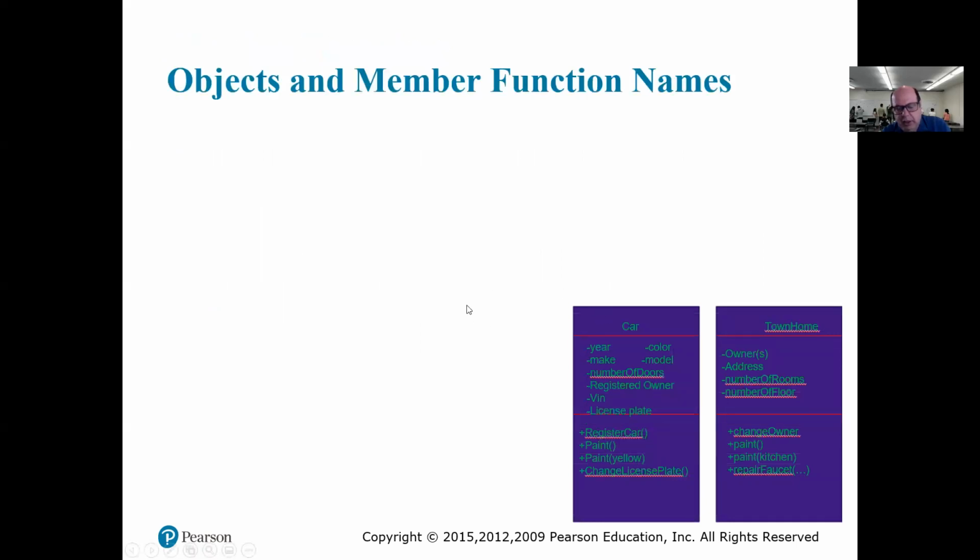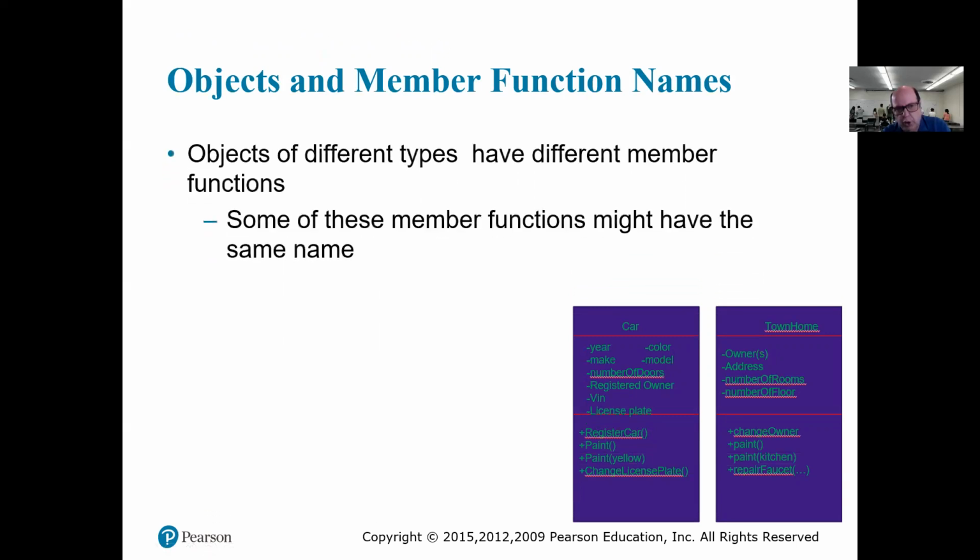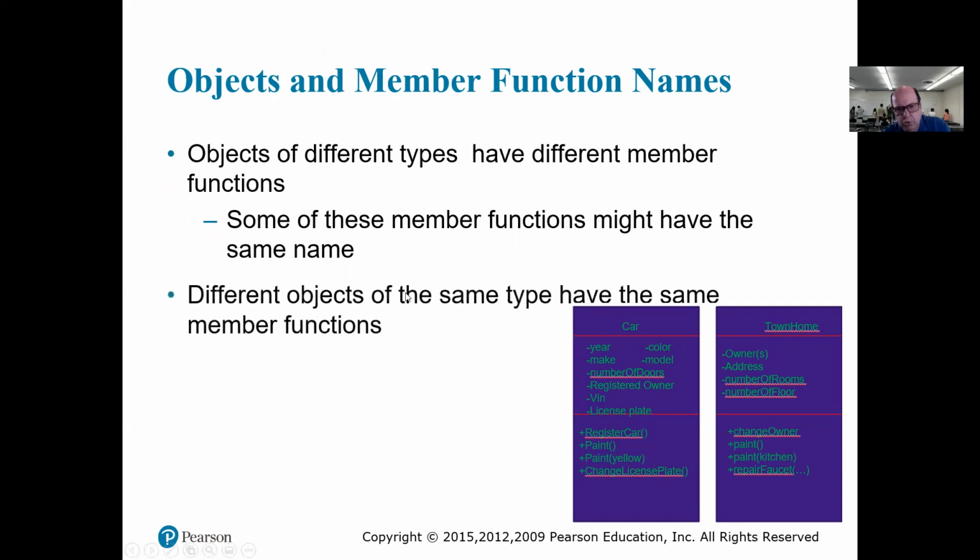So every class is going to have their own functions. When you create an object, those functions are going to go to the object, and we're going to be using the dot operator to access those functions. We call them member functions.